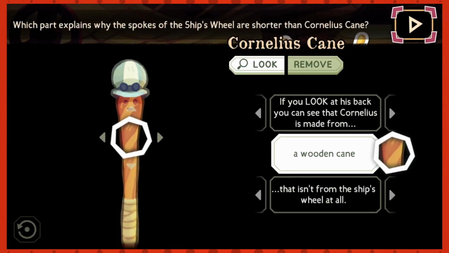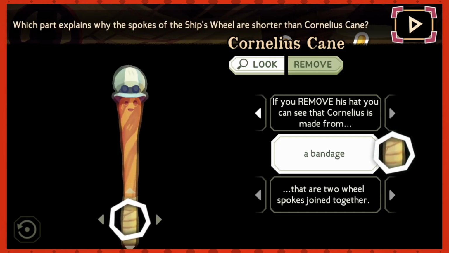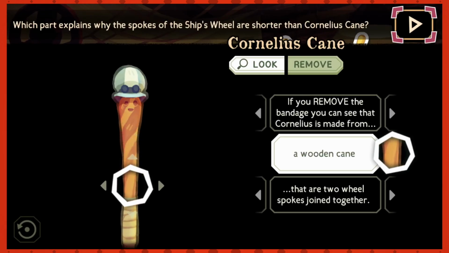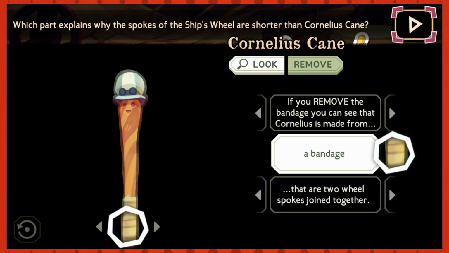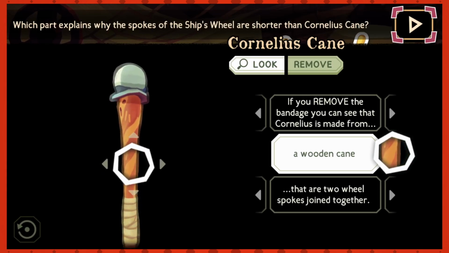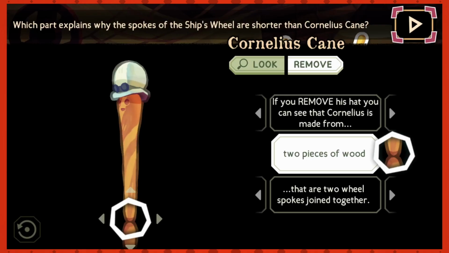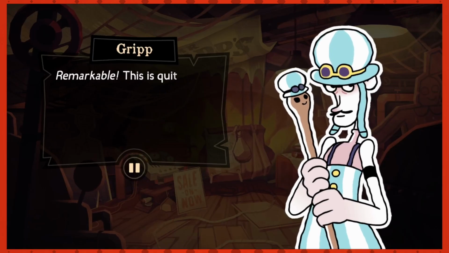If you look at the back, you can see Cornelius is made from a wooden cane. If you remove the bandage, you can see that Cornelius is made of two pieces of wood that are just two wheel spokes joined together. Remarkable. This is quite the revelation.